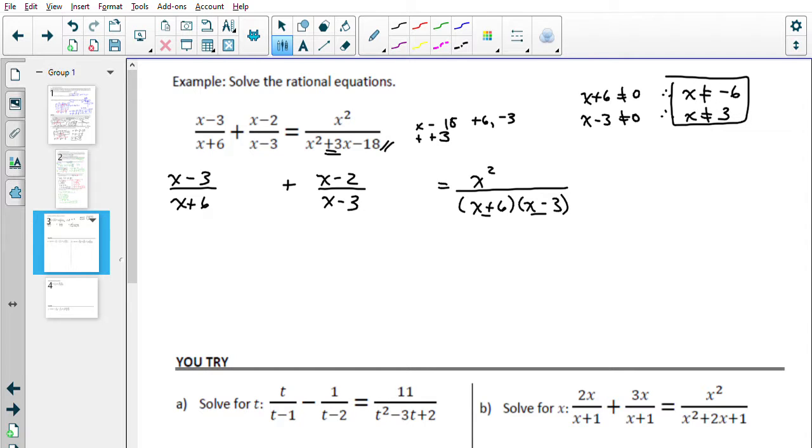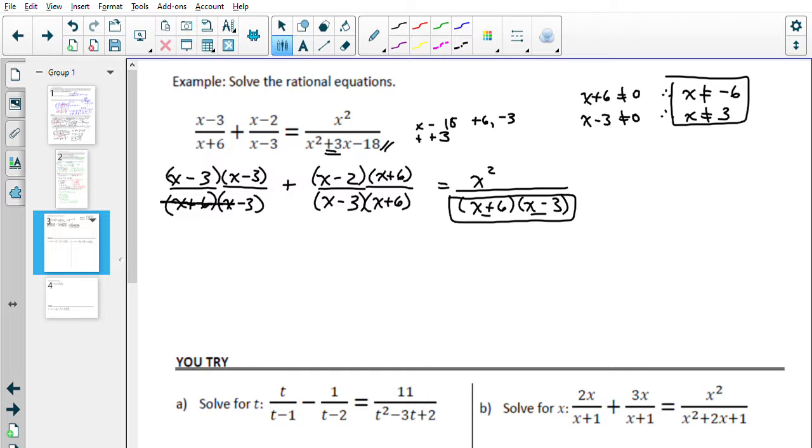Okay, so now I want to get the same denominator everywhere. This denominator has x plus 6 and x minus 3 in it. This denominator only has x plus 6. So I'm going to insert an x minus 3 on the top and the bottom. The second fraction has an x minus 3, but it's missing an x plus 6. So I'll put x plus 6 on the top and the bottom. And then you have the same denominator everywhere on all three terms. And so that means it can cancel out now that you have it everywhere.